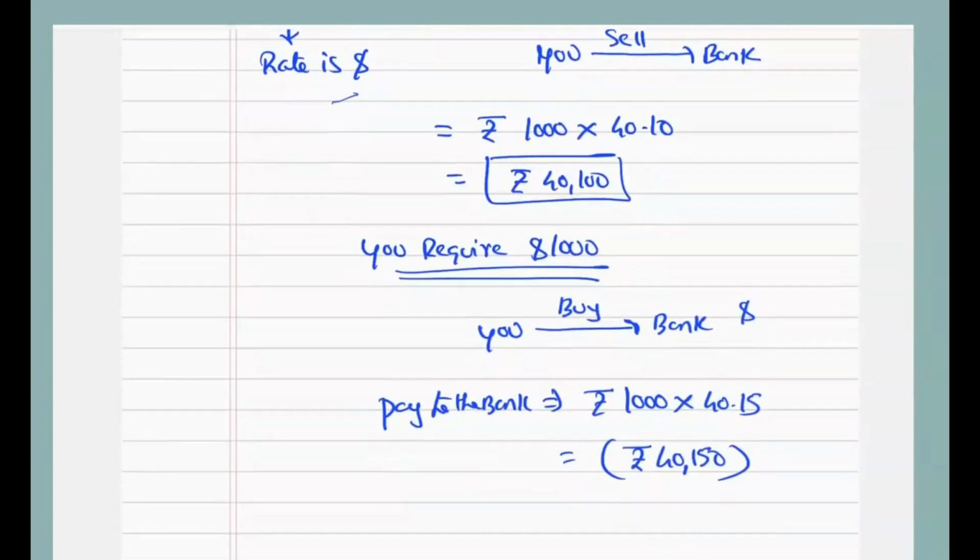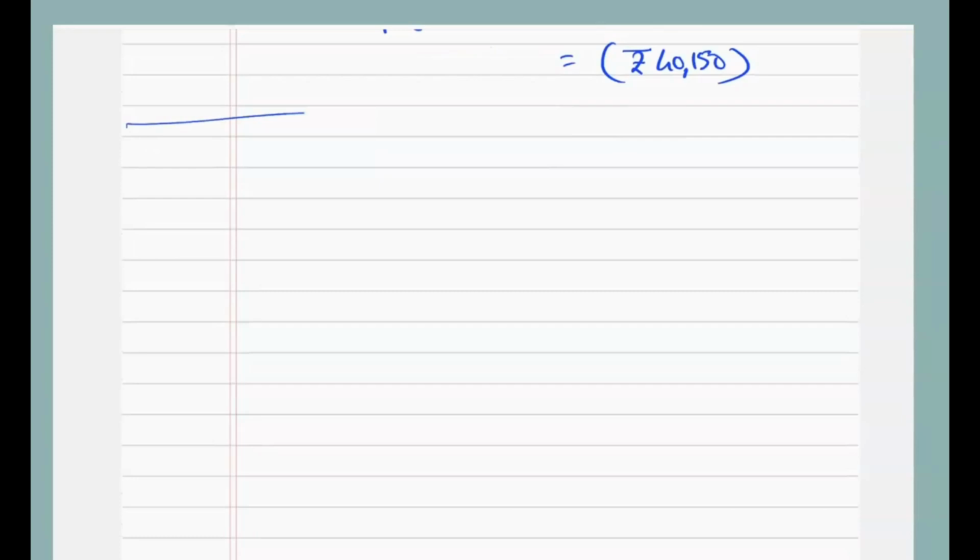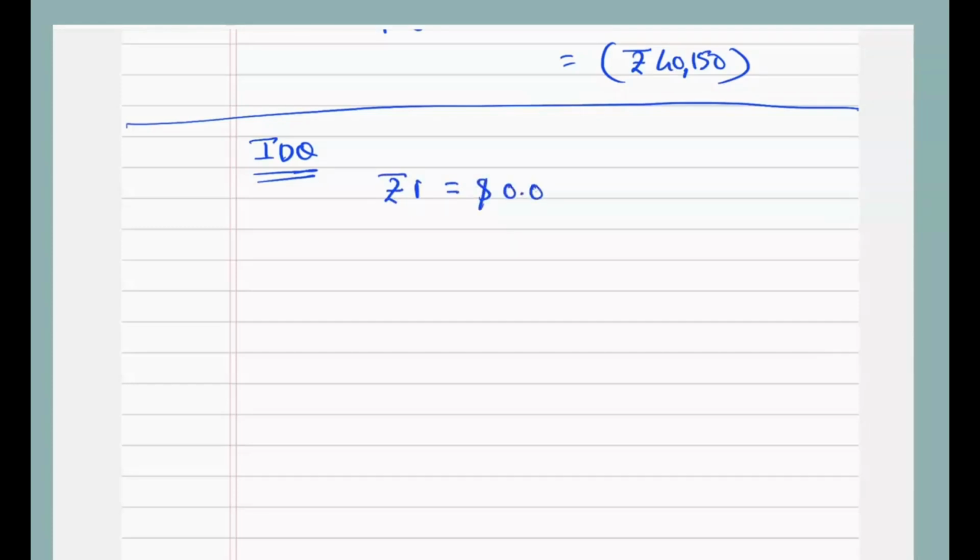The same example we take for the indirect quote, right? We take the indirect quote with an example. Suppose I have an example, say rupee 1 is equal to dollar 0.0250, or dollar 0.0251, right? So for the indirect quote, first, whenever the exchange rate is given to you, you have to interpret what type of quote it is.